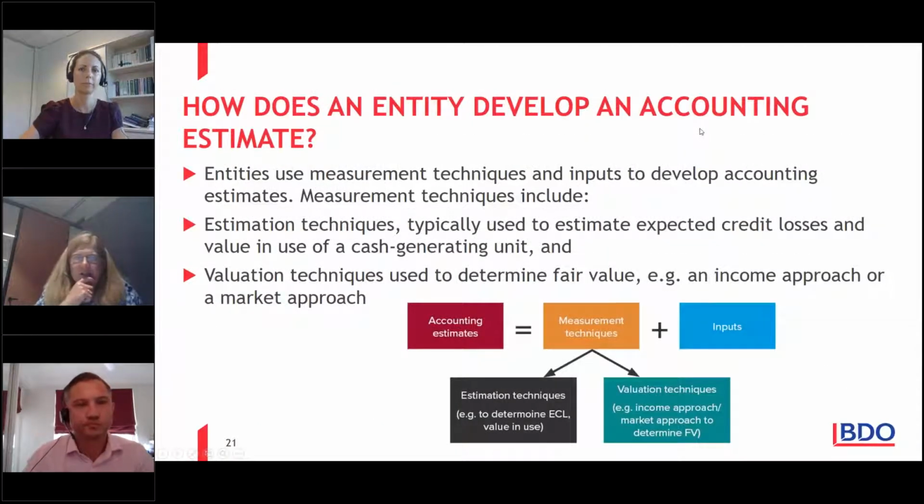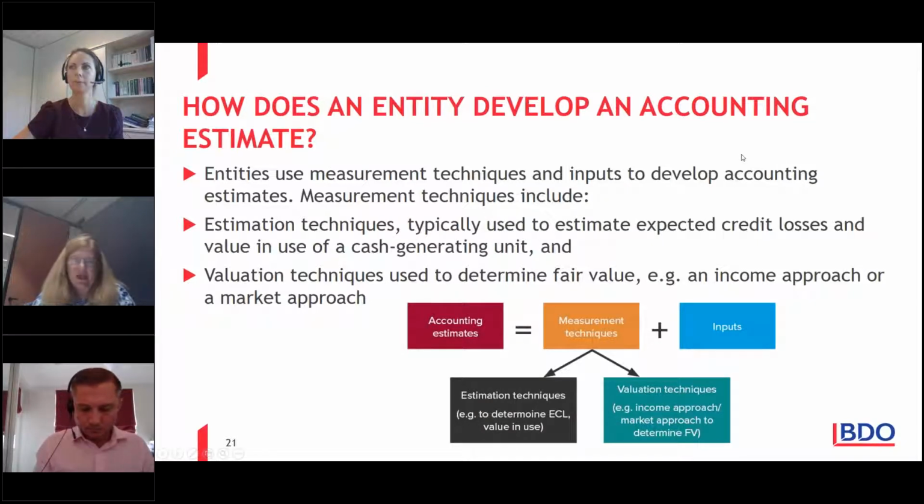And then they're saying, okay, entities use measurement techniques and they use inputs to develop these accounting estimates. And these measurement techniques could include an estimation technique. We come up with an estimation technique to come up with expected credit losses, come up with values in use if we've got cash generating units. But we also sometimes have valuation techniques. So do we use an income approach or a market approach? So we've got all these techniques, whether it's valuation techniques or estimation techniques, but that fits into measurement. And that measurement technique combined with inputs from an organization would ultimately give us that accounting estimate.